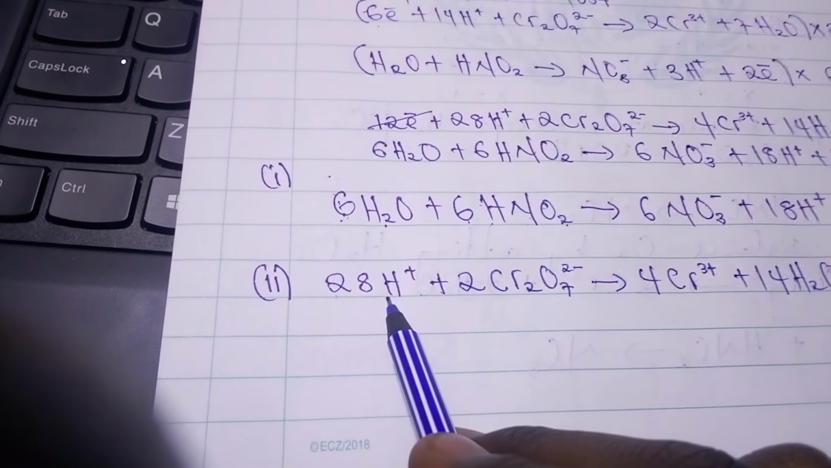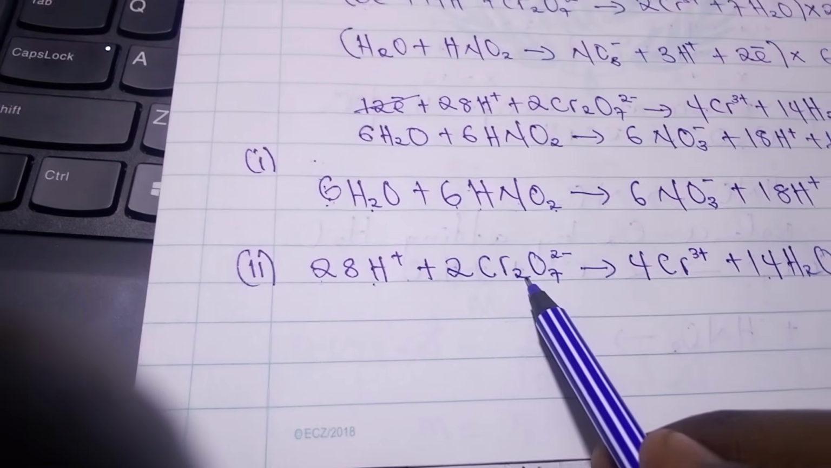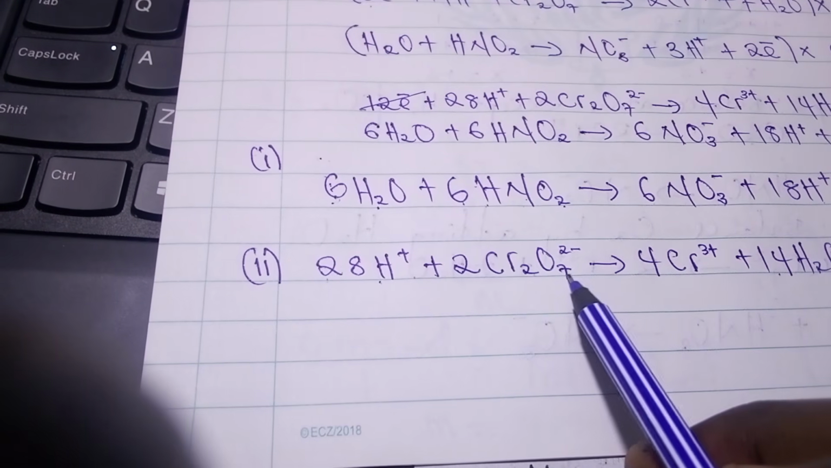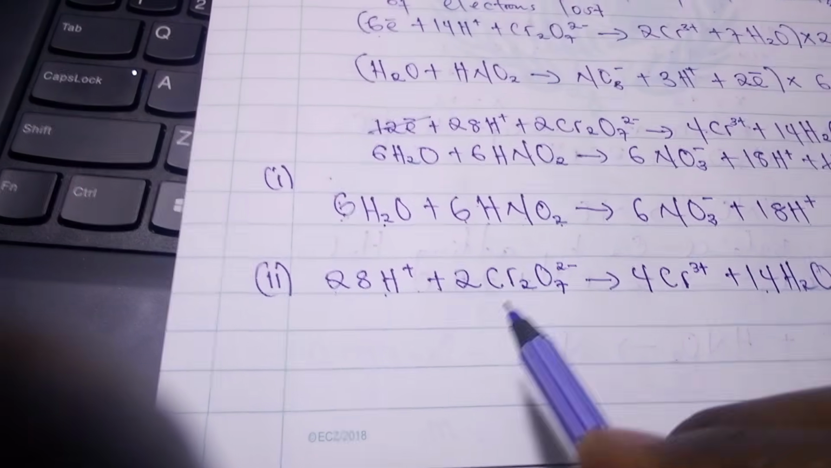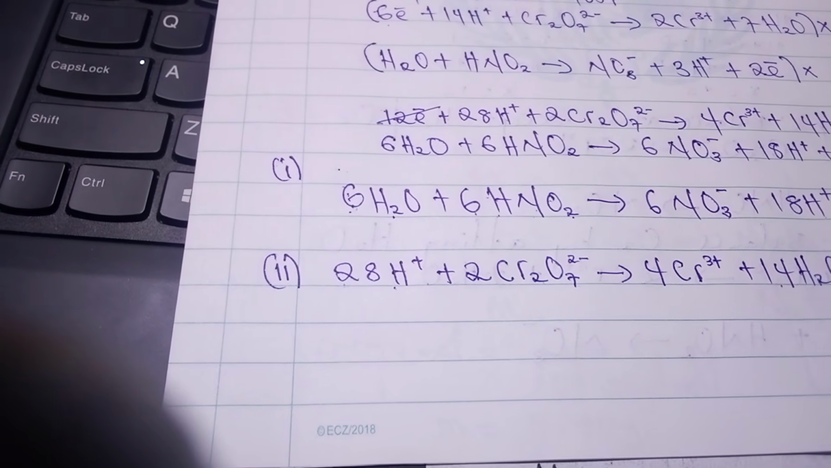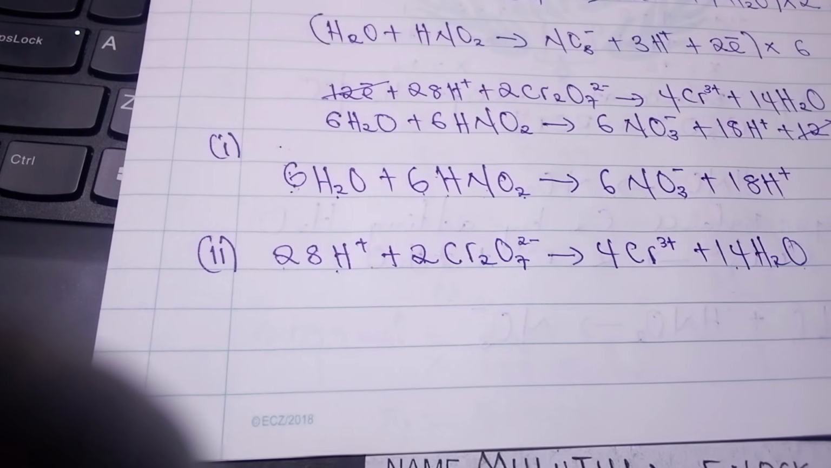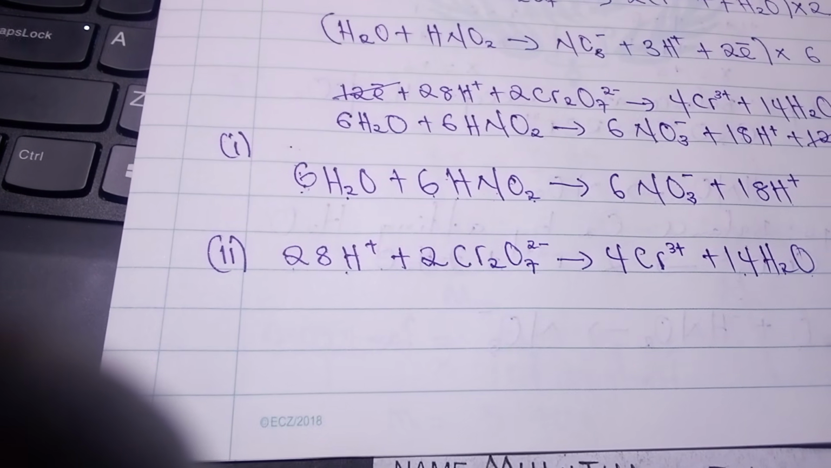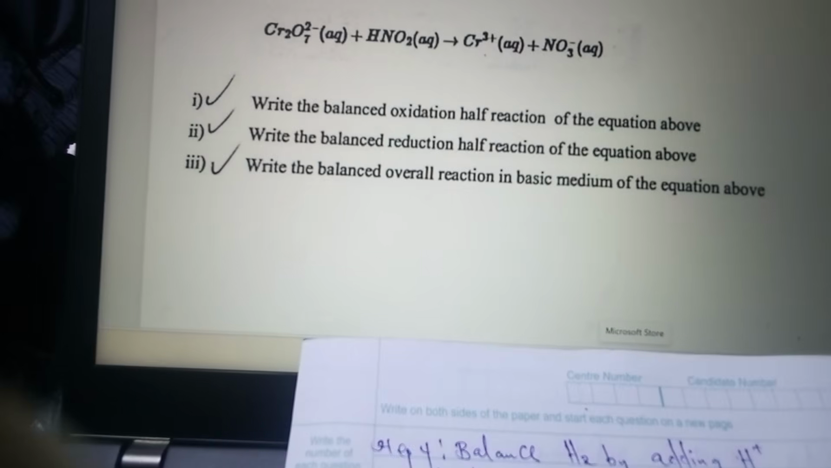They are having 28 hydrogen, so 2 times 14, that is 28. Then 2 times 2 is 4, so 4 Cr there. Then 7 oxygen, excuse me, that is 2 times 7, you are having 14 atoms of oxygen. So it means also the second half reaction is balanced.